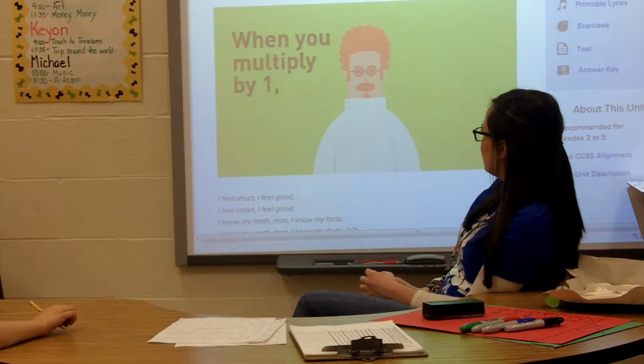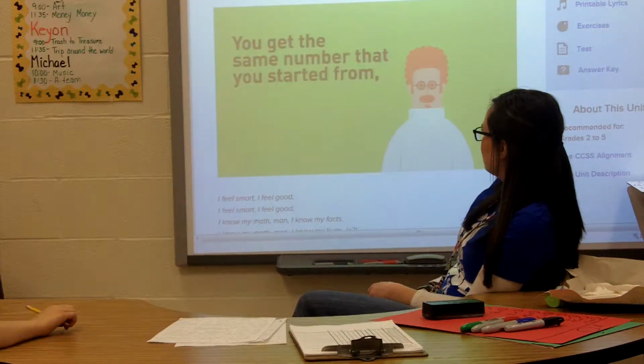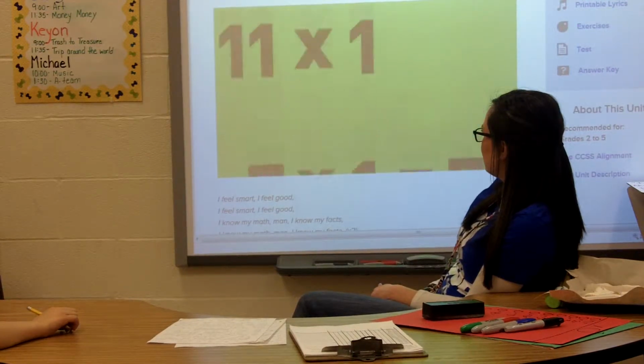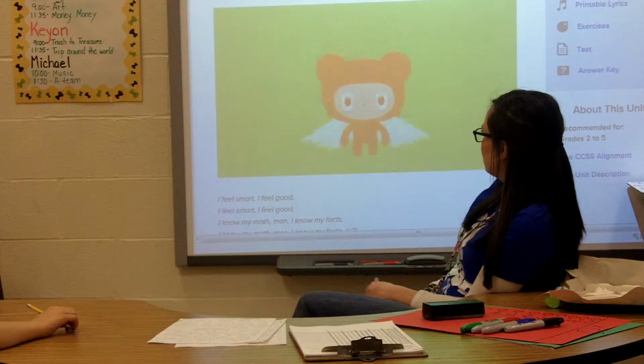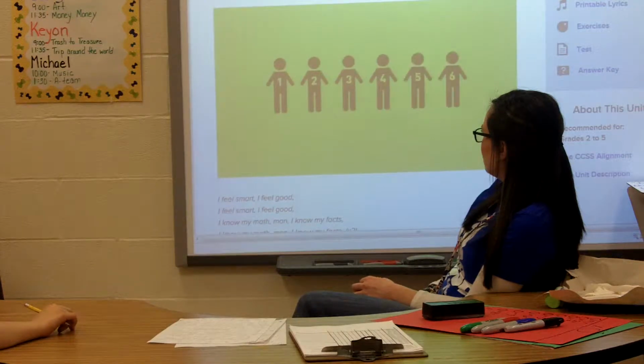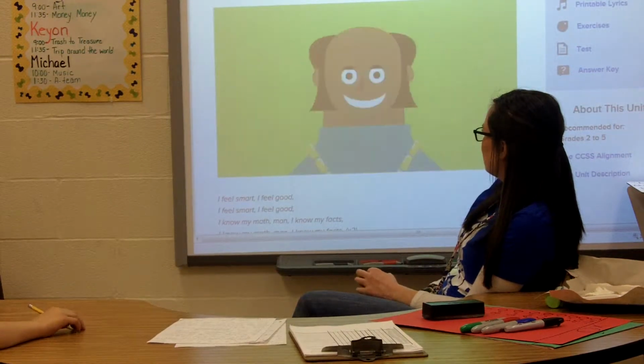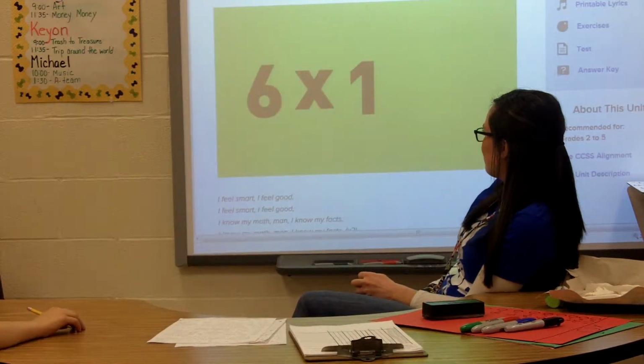Yo, check. When you multiply by 1, you get the same number that you started from. So 7 times 1 is 7. 11 times 1 is 11. Yo, do another one. Like if 6 kids each had 1 baseball, how many balls would they have in all? We can figure it out. It's so quick, cause 6 times 1 is always 6.